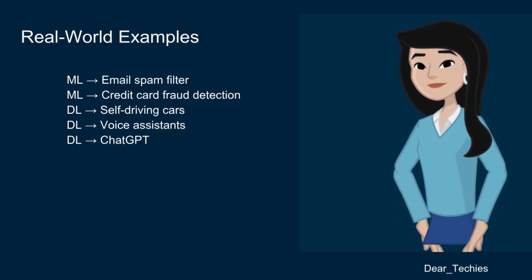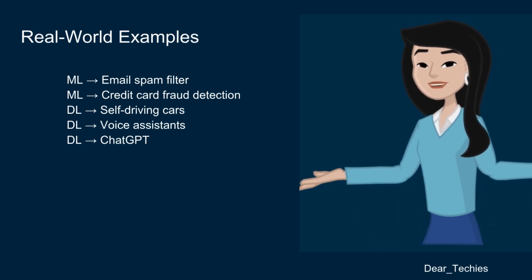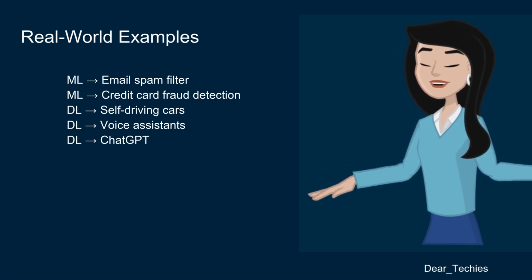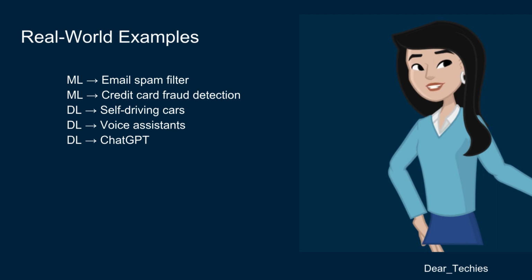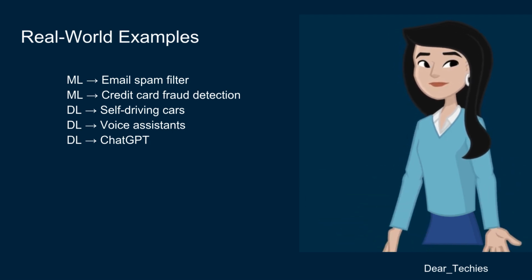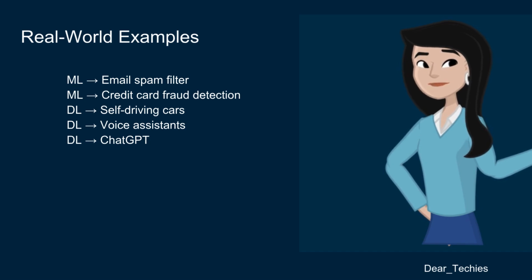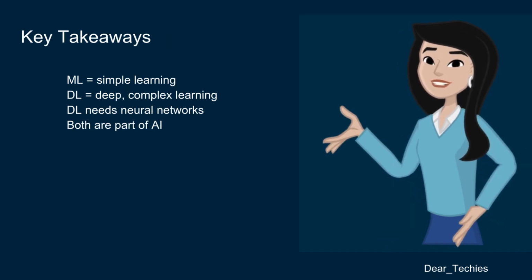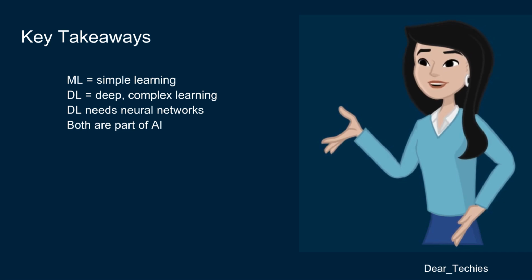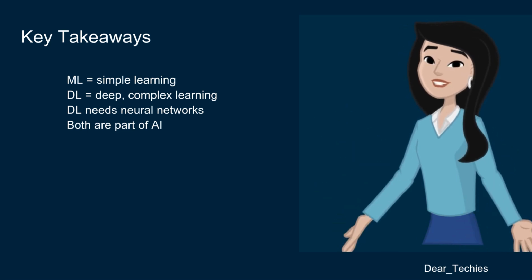Machine learning powers things like fraud detection and spam filters. Deep learning powers self-driving cars, voice assistants, image recognition apps, and even ChatGPT. Both are useful, but they are designed for different types of problems. So the key idea is, machine learning is simple learning. Deep learning is deeper, more complex learning.